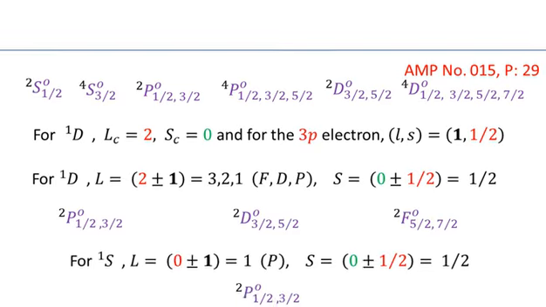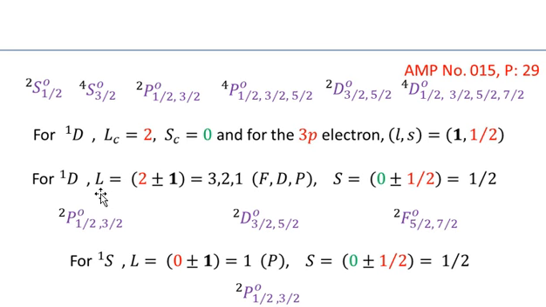Now let's combine the angular momenta obtained from the 1D term with the 3p electron. From this 1D term, I have capital L equal to 2. From the multiplicity 1, I have capital S equal to 0. And from the 3p electron, I have l and s respectively 1 comma half, shown in bold and red.